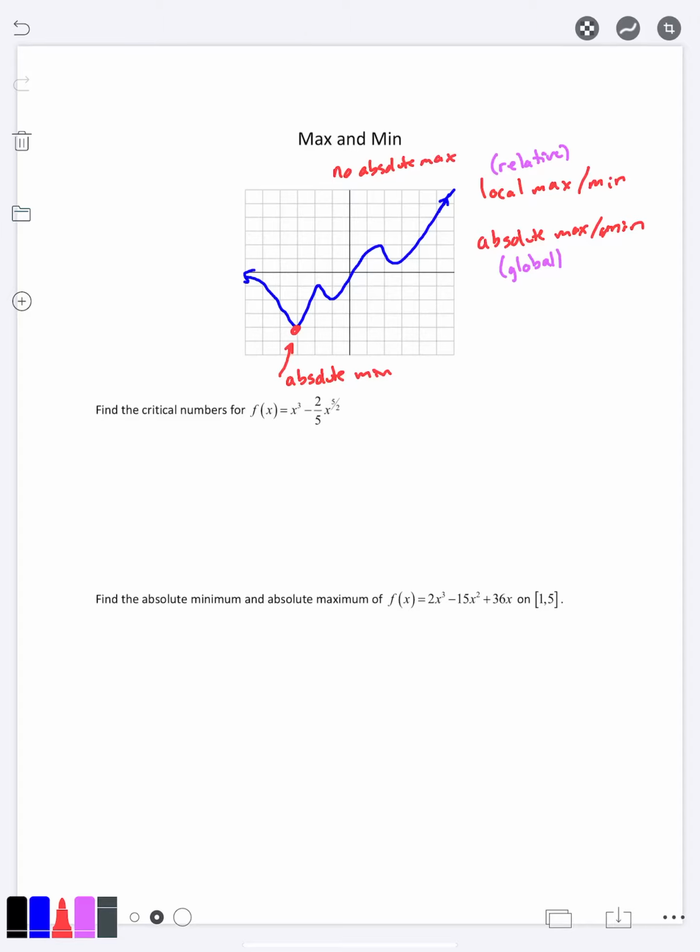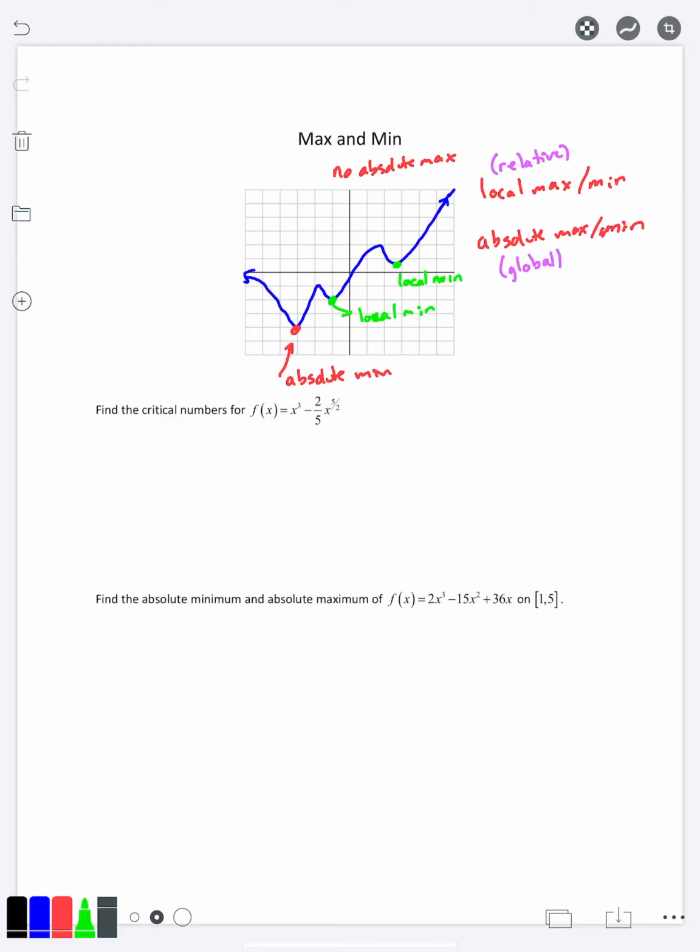The next thing we want to look for are things called local max and min. So if you look at this little point right here, it's the lowest in that area. It's just not the lowest anywhere overall. So we would call that a local min. Similarly, this point right here is another local min.